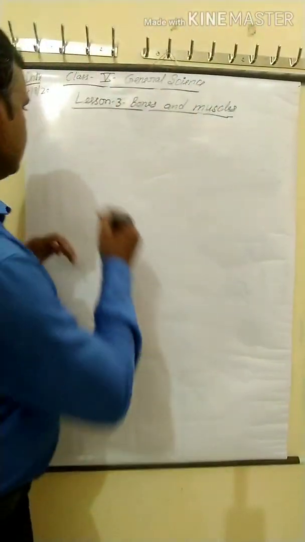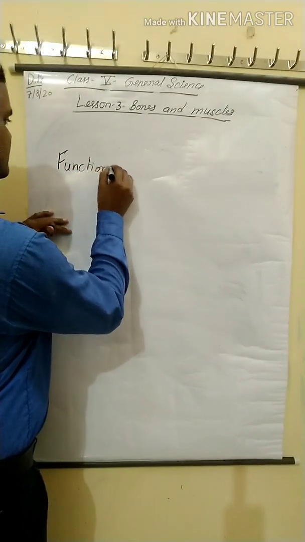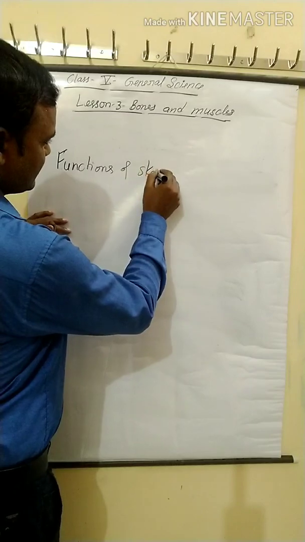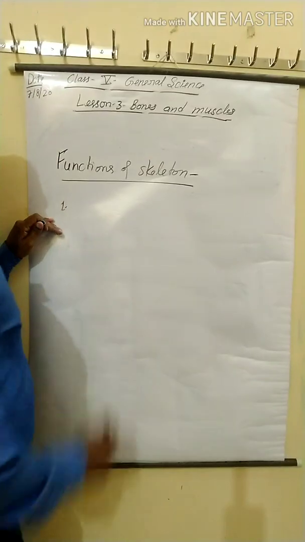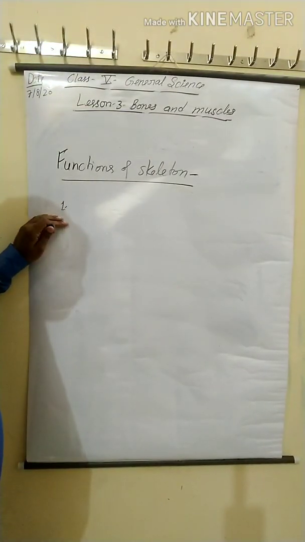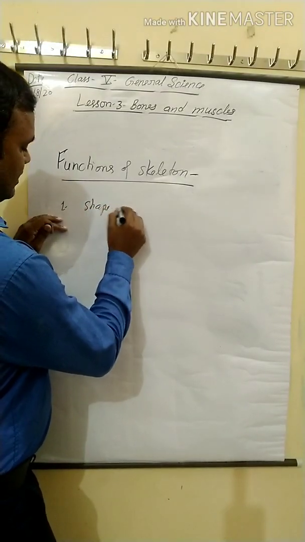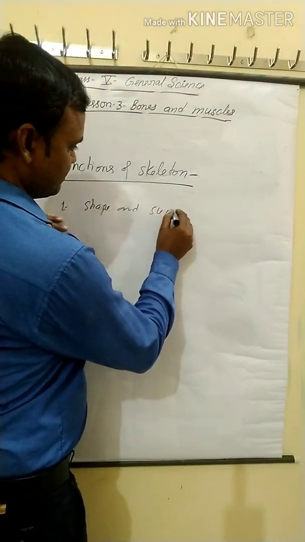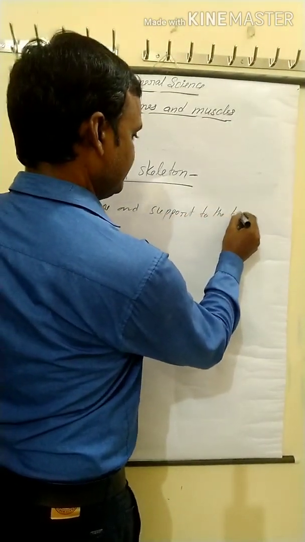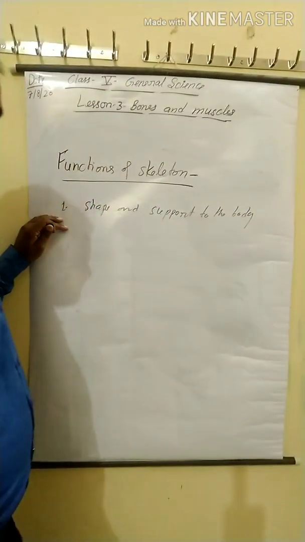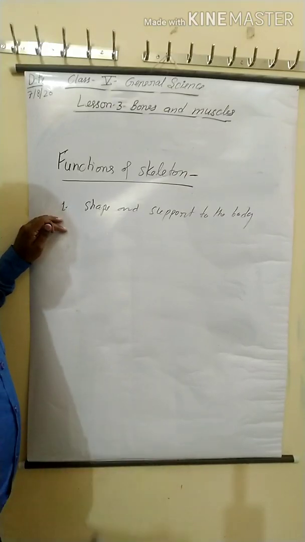Now the next topic: functions of the skeleton. First function, they give shape and support to the body. Without a skeleton, our organ system cannot stand and cannot be protected.